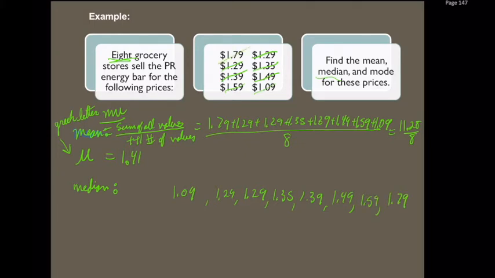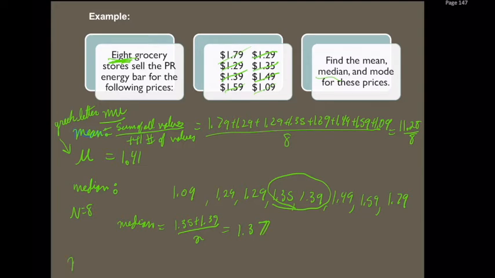Now, I have 8 data values. That means my n is 8. Because it's even, I have to take the average of the middle 2 values. My middle 2 values are right here, 1.35 and 1.39. So my median, which doesn't have a fancy symbol, is 1.35 plus 1.39 divided by 2, so I get 1.37. That's our median value.